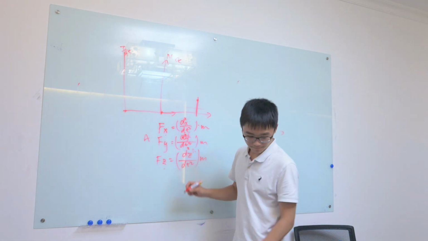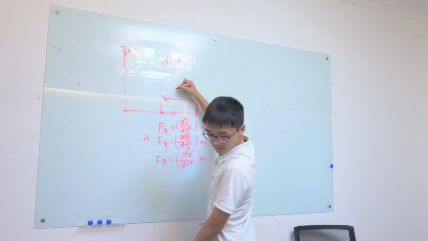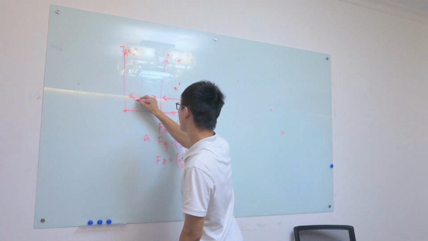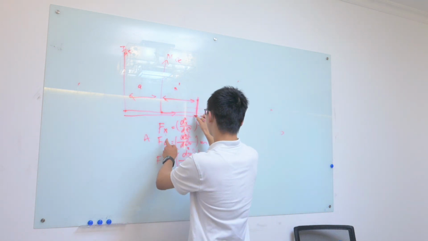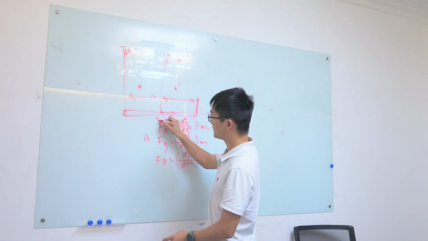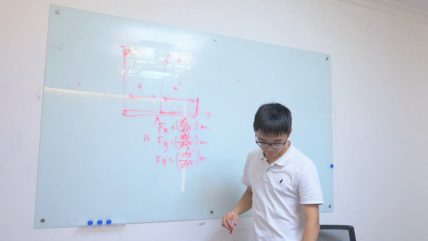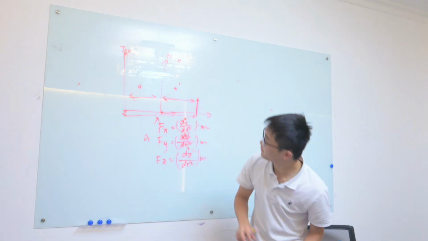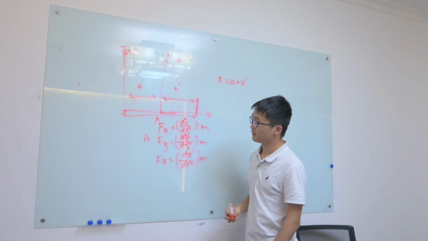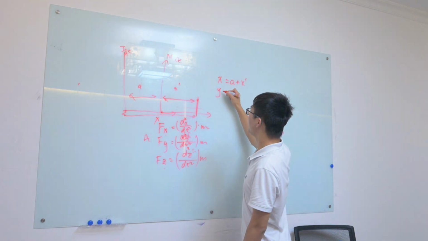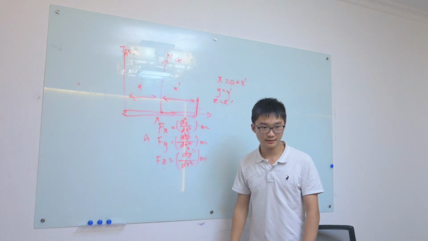So if we do some labeling, we call this part x prime. We call this part a, and we call the distance from Joe's origin to what we want to measure x. So some relations that we have right now is x is equal to a plus x prime, and y is equal to y prime, z is also equal to z prime.